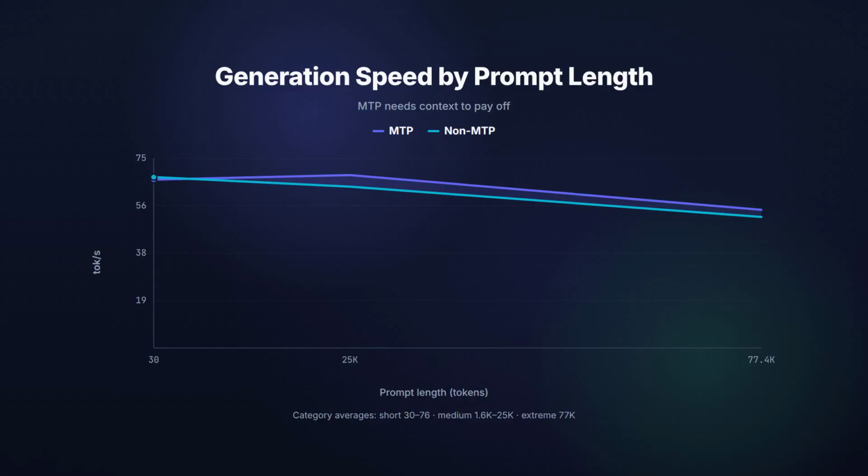That changes once context grows beyond about 1,500 tokens. On medium prompts, 1,600 to 25,000 tokens, MTP pulls ahead by 7%. 68.4 versus 63.8 tokens per second. At the extreme end, 77,000 tokens, both slow down, but MTP holds a 5.4% lead. More context means better draft predictions, and that's where MTP earns its keep.